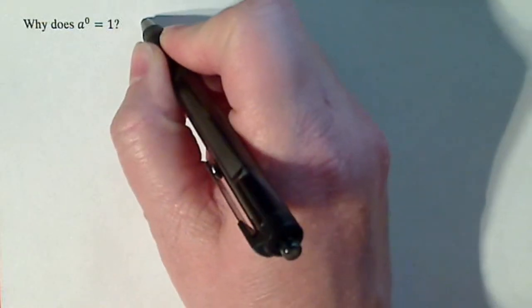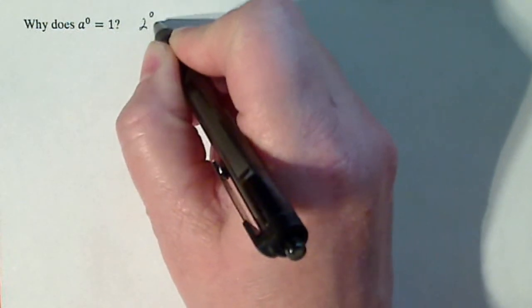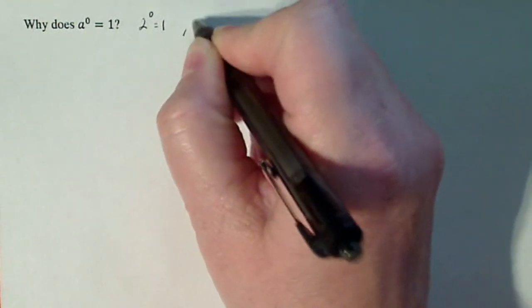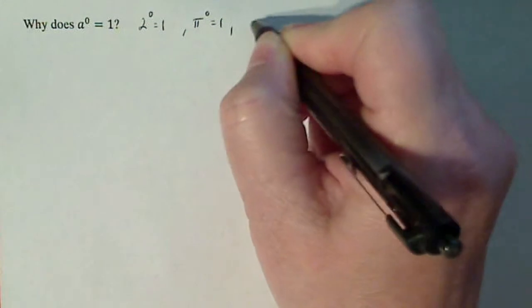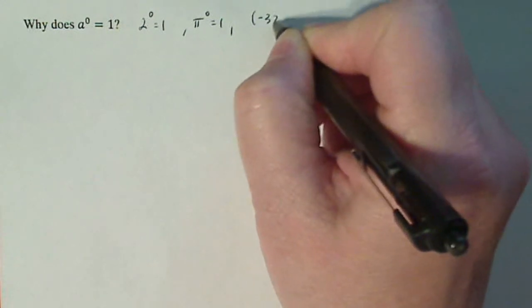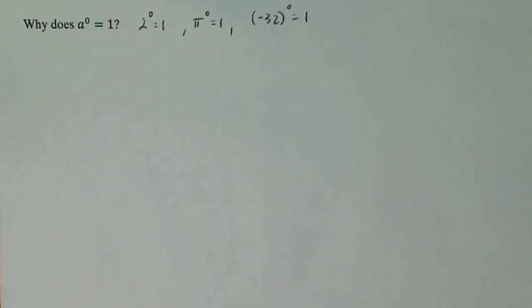Now we have all heard from our math teachers at some time or another that a to the 0 equals 1, and a can be any real number. For instance, I can say 2 to the 0 equals 1. I can say pi to the 0 equals 1. I can say negative 32 to the 0 equals 1. And the question is, why is that true?